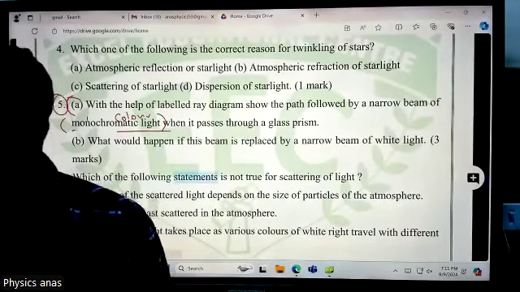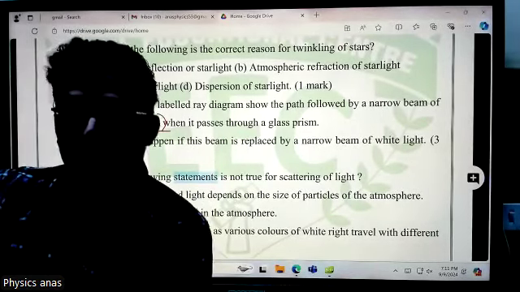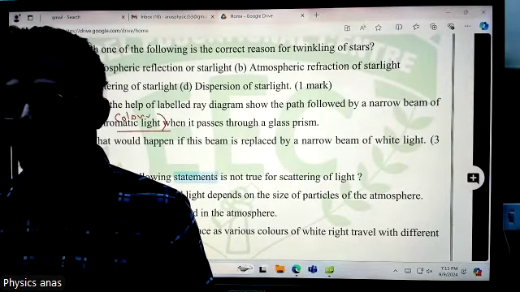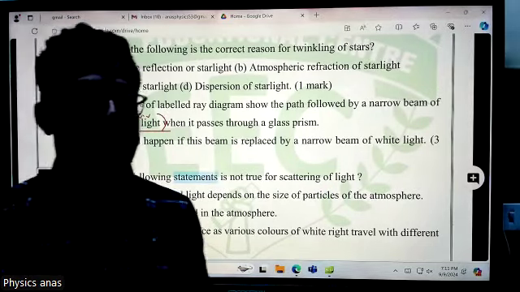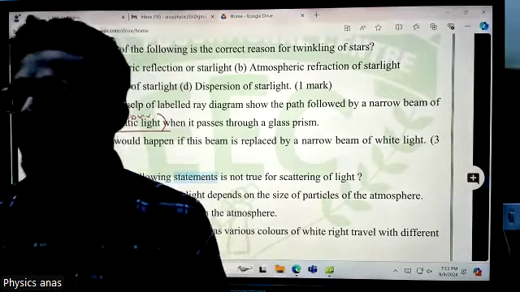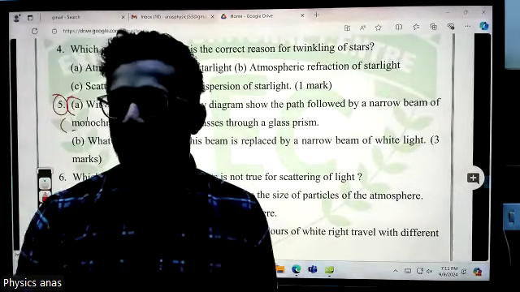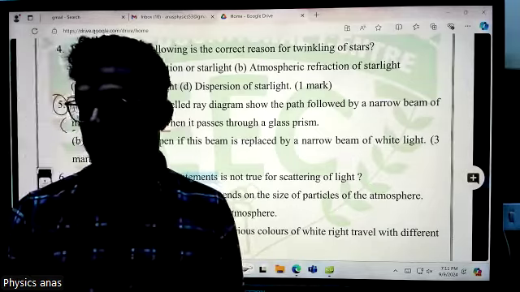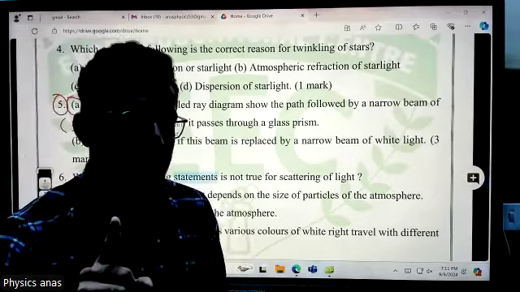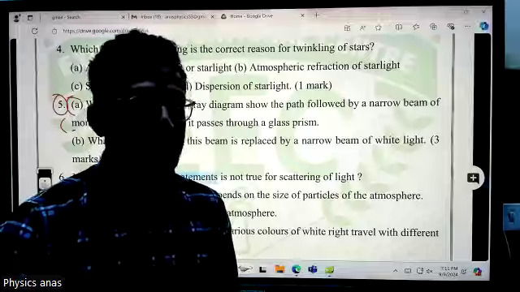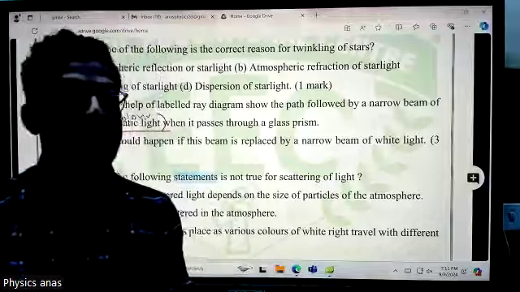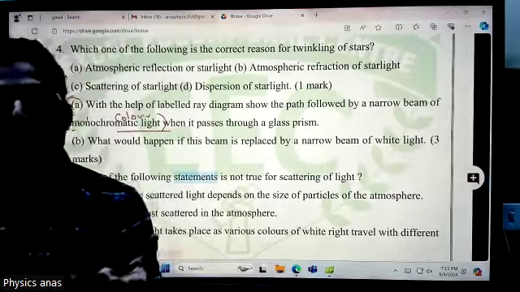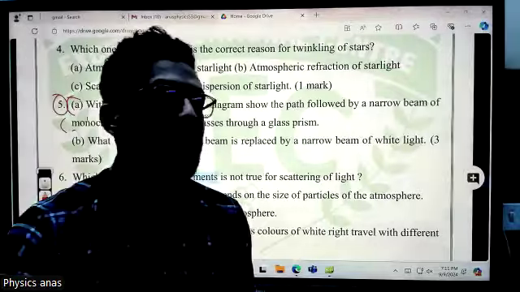White light is not monochromatic. White light has seven colors. There will only be one wavelength. It could be any color, but the wavelength will be only one.